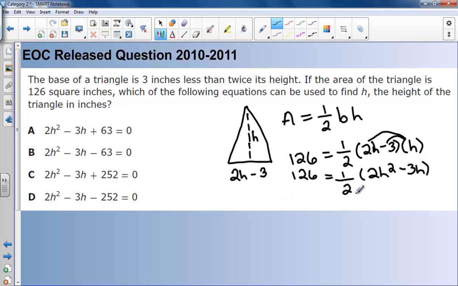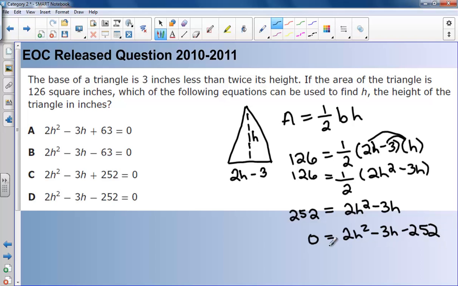And then we're going to go ahead and multiply by 2 here to take care of that fraction. So when I multiply by 2 on this side, I should get 252 is equal to 2h squared minus 3h. And then I'm going to move this over here. So here we have 2h squared minus 3h minus 252. And that matches up with answer choice D.